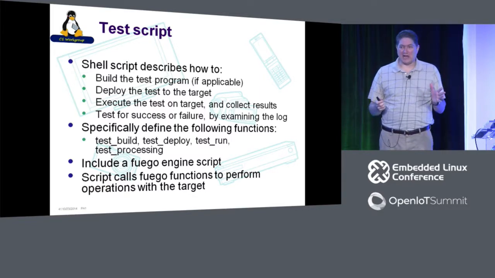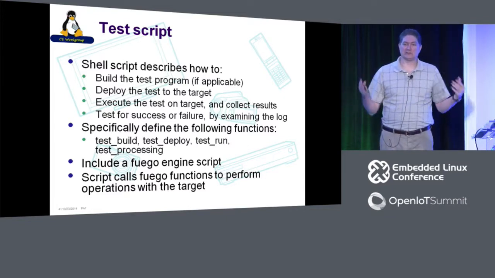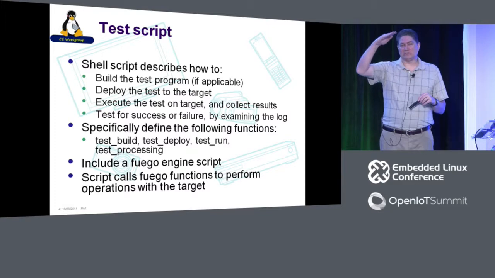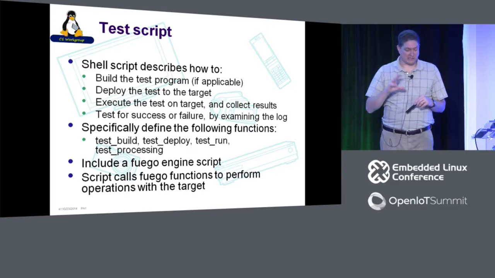That sounds like a lot, but most of our scripts end up being under 30 or 40 lines long because we provide a bunch of functions under the hood that you can call. And so what you do is usually you define 3 to 4 functions in your test script, and then you include the Fuego engine script, and that Fuego engine then causes a bunch of magic to happen behind the scenes.